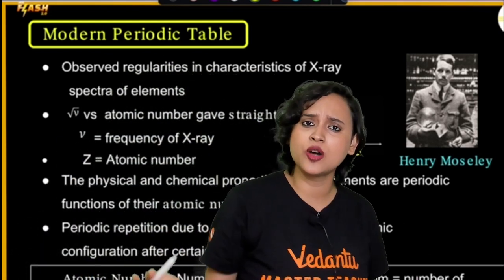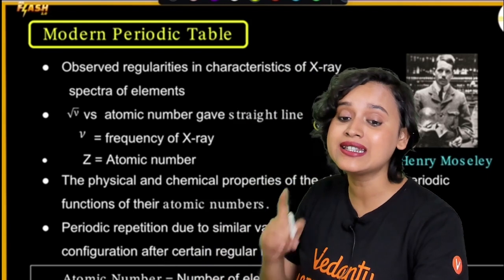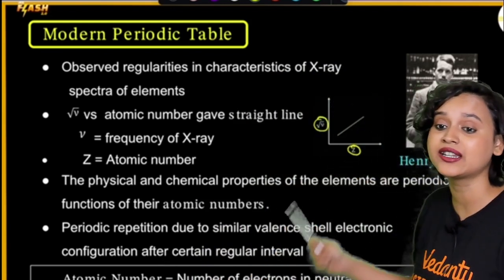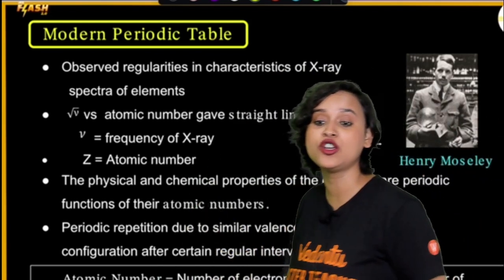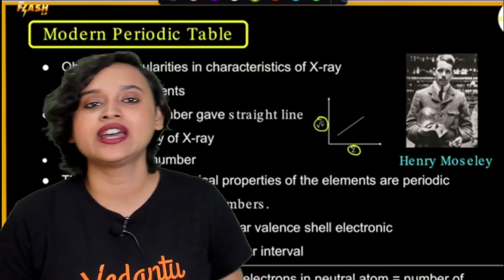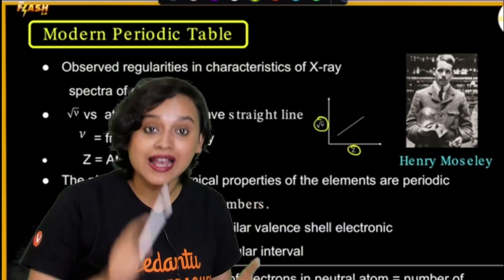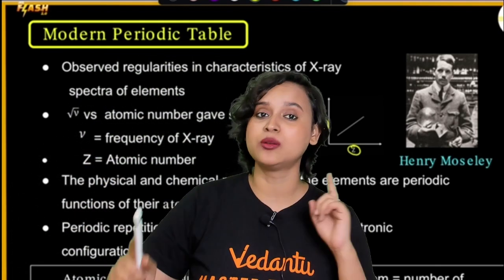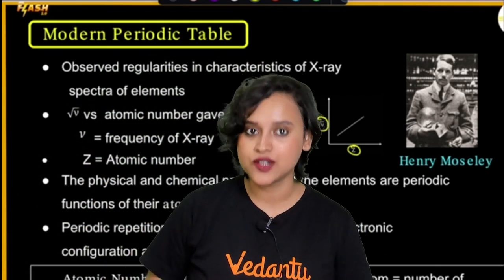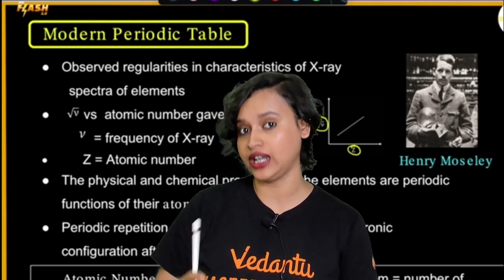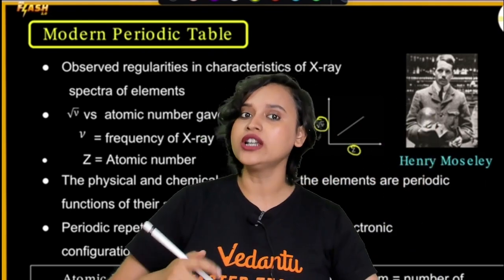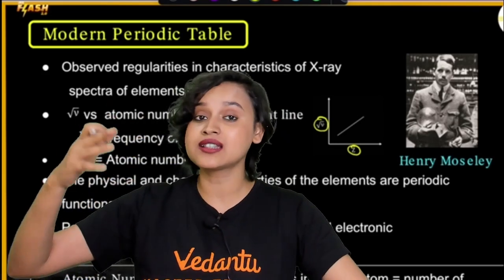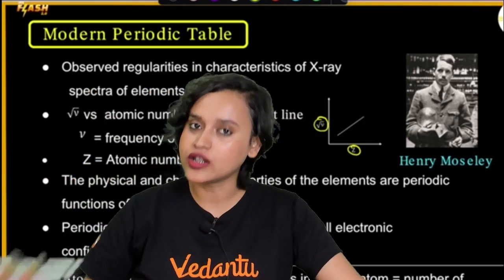So he used the atomic number, and that's when he stated, everybody, that the properties of elements are the periodic function of their atomic numbers and not atomic weight. So from here we have the modern periodic table, and this is what we have to study. This is included in our syllabus. However, the older part, the classical periodic table, is not included, so forget about it.